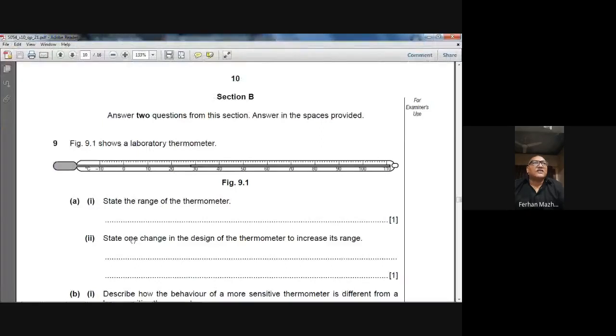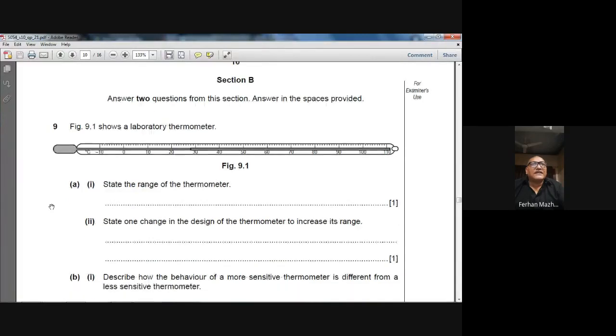That's the May June 2010 2-1 paper, section B, starting from question number 9. It says figure 9.1 shows a laboratory thermometer. State the range of the thermometer. You see the maximum reading is 110. The minimum reading on the thermometer is -10. And you know the range is equal to the maximum value measurement minus the minimum. So it will be 110 minus -10.